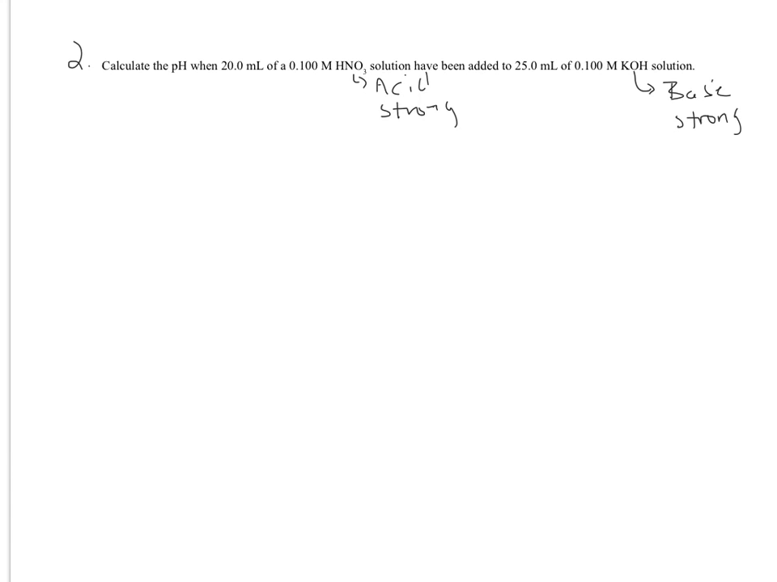Because we're not dealing with anything weak, we're not likely to have an equilibrium. So let's see what happens when we mix these two. You do need to remember that an acid plus a base, when they react, form a salt and water. So if we do the chemical equation, we have the acid in solution, and we have the base in solution. Any stoichiometry we're going to assume goes to completion, so there is no equilibrium. And remember, acid and base, for the most part, is a double replacement.